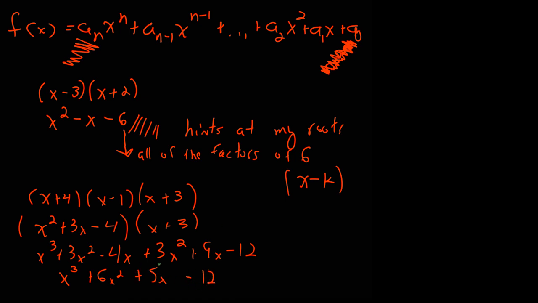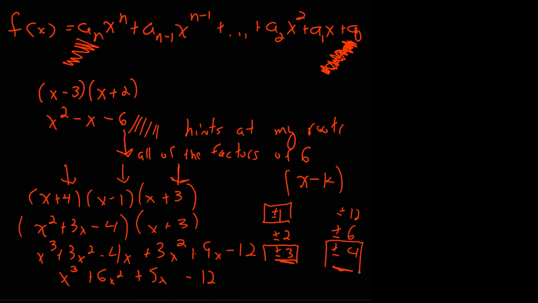Well, what are my possible factors of 12? Well, 12 has factors of plus or minus 1 times plus or minus 12, plus or minus 2 times plus or minus 6, plus or minus 3 times plus or minus 4. And notice, there's the 3, there's the 4, and there's the 1. That constant trailing at the end contains information about every factor that went through it.